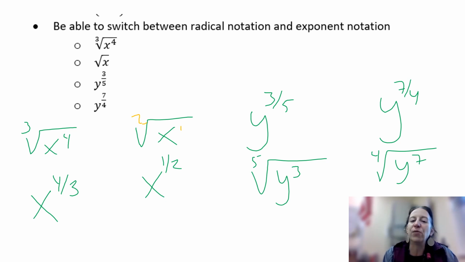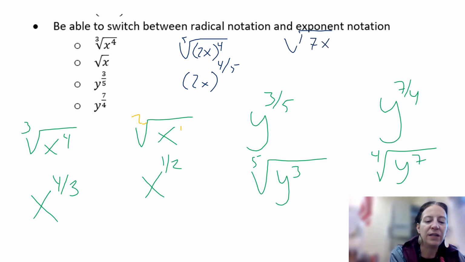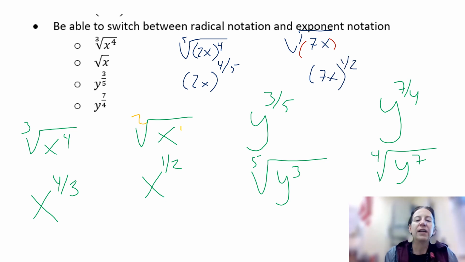Couple of things before we move on from this slide. There are a couple of things that can be done to make these more complicated, like we can make the radicand a little bit yuckier. So we could do something like the 5th root of 2x all to the 4th. Okay, and that would be 2x grouped together to the 4/5. If you saw something like the square root of 7x, you would need to engage the grouping symbol around that, and you would get 7x to the 1/2. Okay, so those are a couple of variations that were on your homework that you might see.